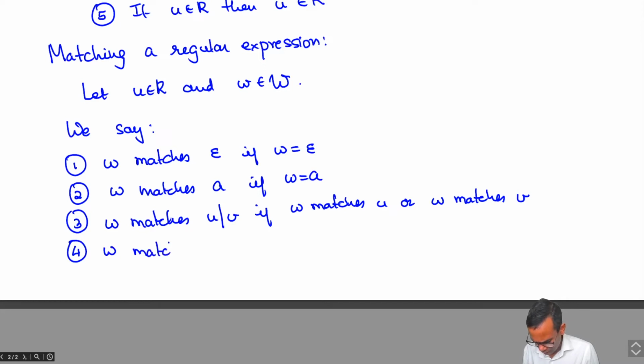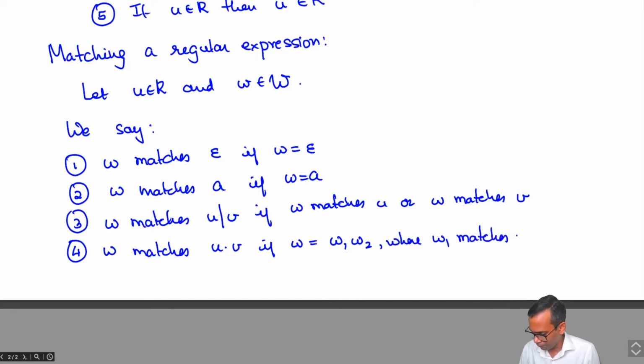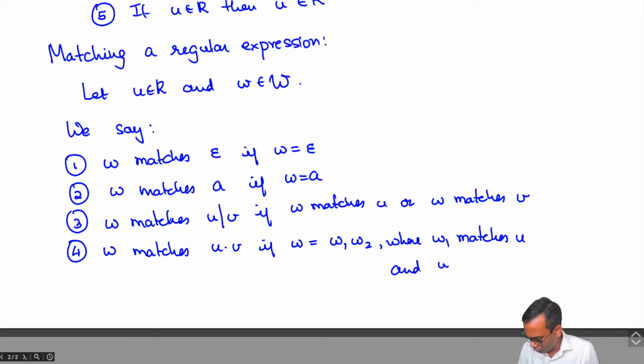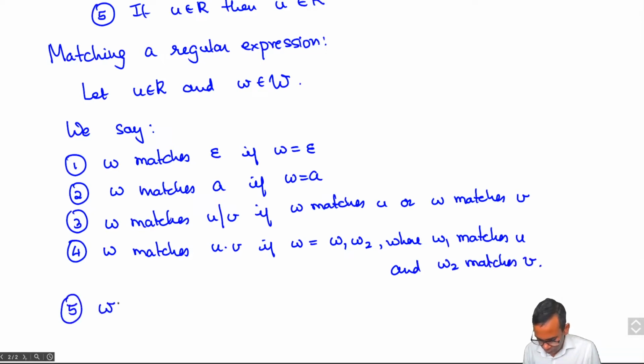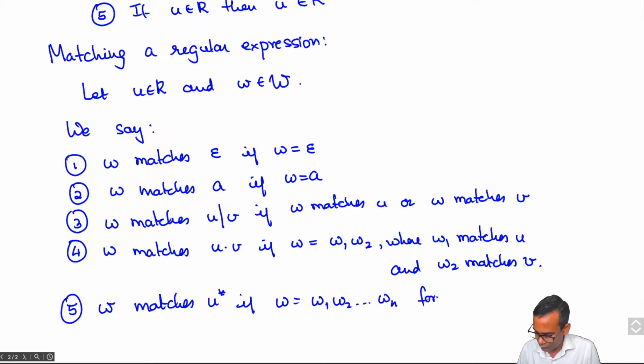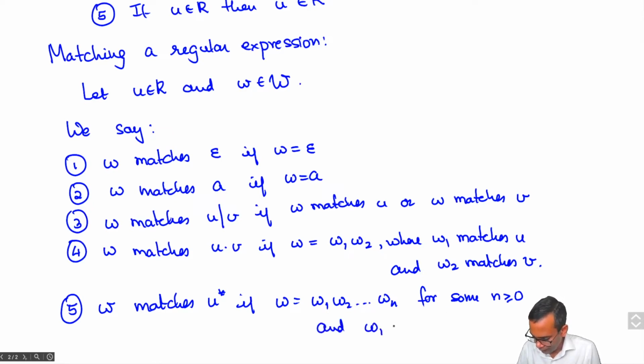W matches U dot V if W is of the form W1, W2, where W1 matches U and W2 matches V. And finally, we say that W matches U star if W is of the form W1, W2, ..., Wn for some n greater than or equal to 0. This includes n equals 0, so W matches U star if W is the empty word and Wi matches U for each i going from 1 to n.